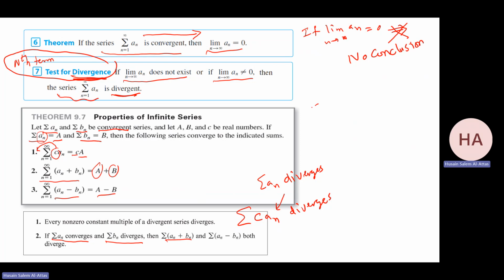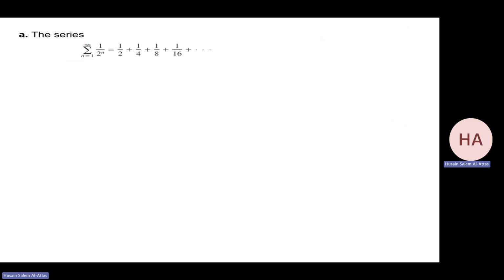Okay, what about if the first one diverges and the second one diverges? What will happen? No conclusion. We cannot conclude. All possibilities are there. So if two series converge, their sum converges, and you just add the sums of these two series. If one of them converges and the other one diverges, then their sum or their difference diverges. If both diverge, no conclusion. Now let us go to the examples.